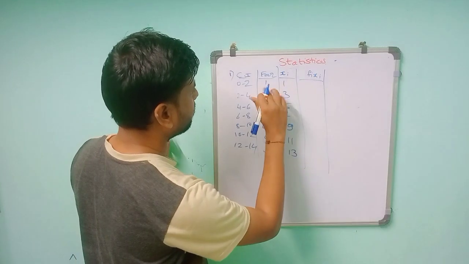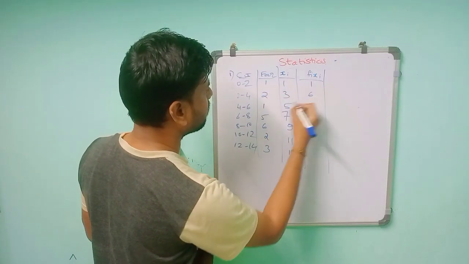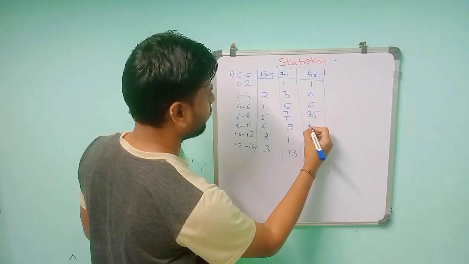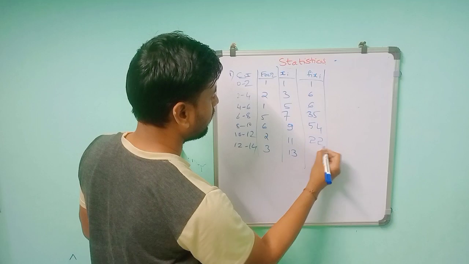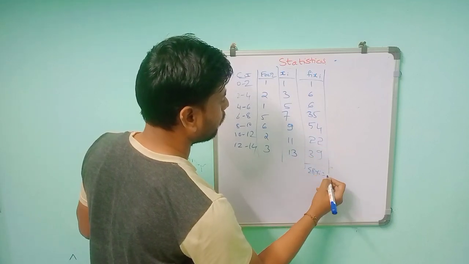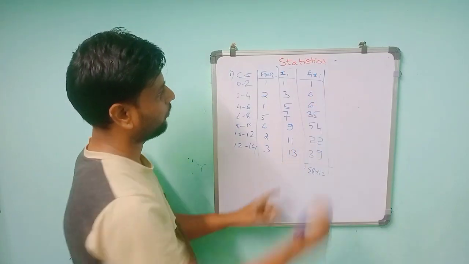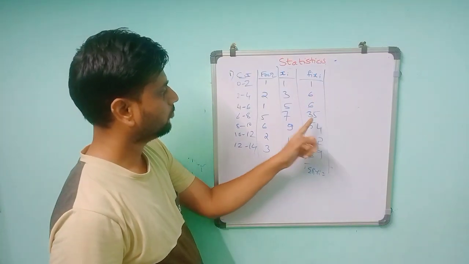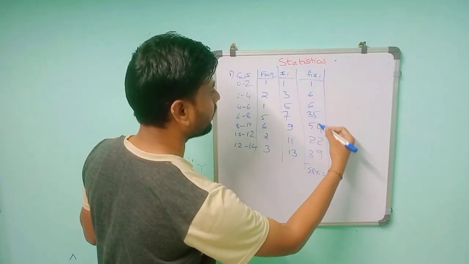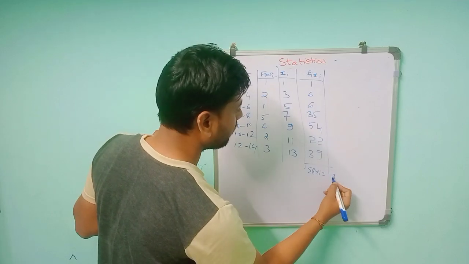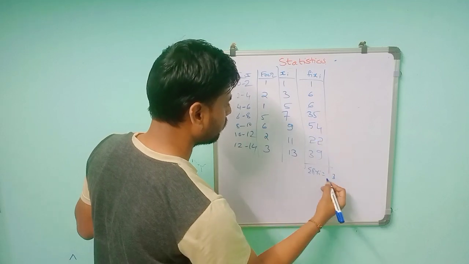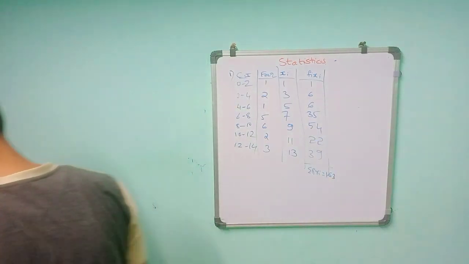So Fi into HI, Fi HI. It will be 1, 6, 6, 35, 9 6s are 54, 2 11s are 22, and 13 3s are 39. So this is the sigma Fi HI. What will be the value? 6 plus 1 is 7, 7 plus 6 is 13. First you add the unit place: 1 plus 6, 7, 13, 18, 22, 24, 33. 3 carry. 3 plus 3, 6, 11, 13, 16. So 163.